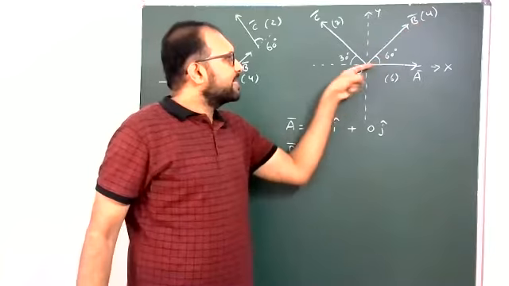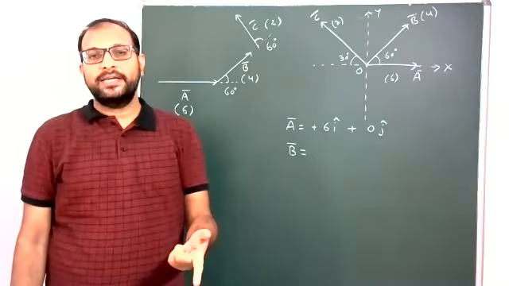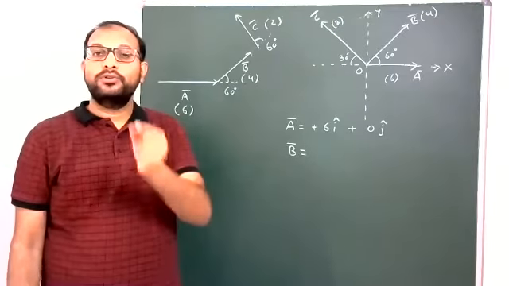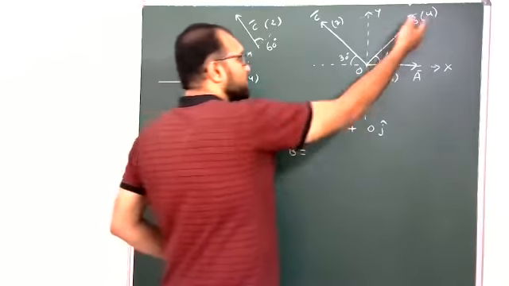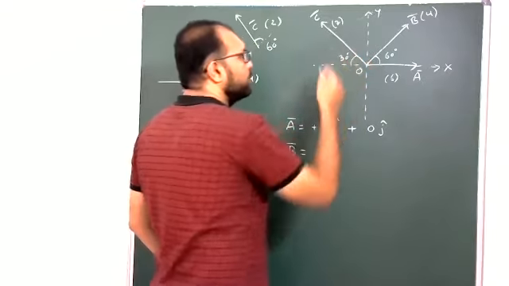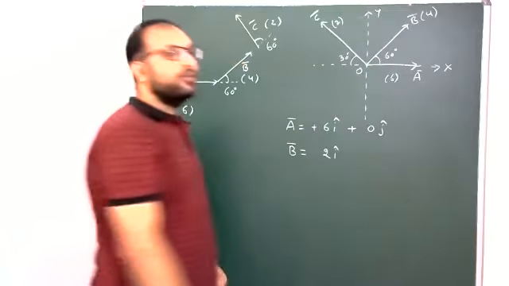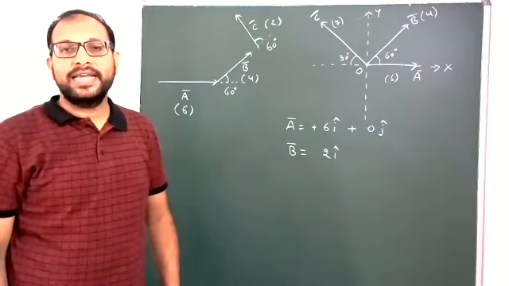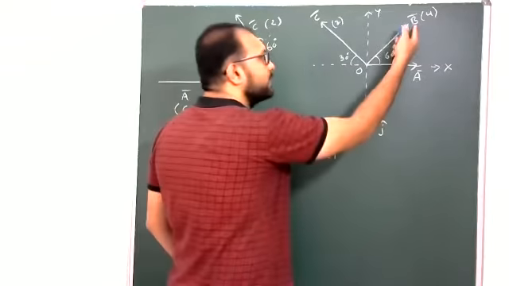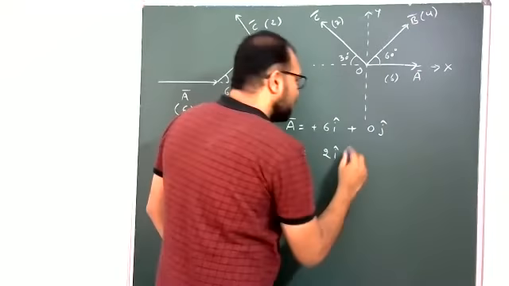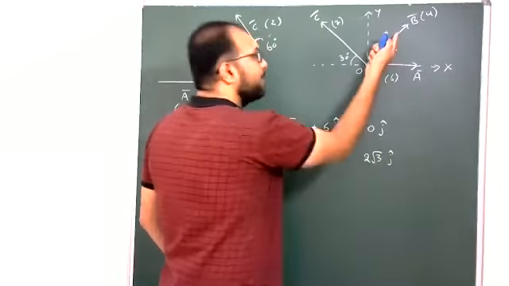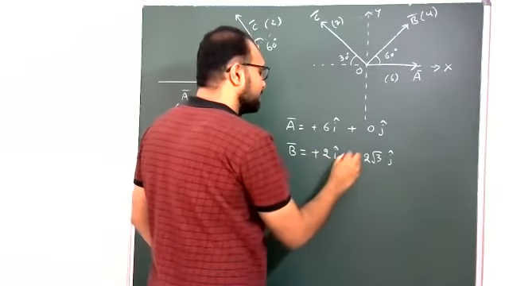4 cos 60. What is cos 60? 1 by 2. 1 by 2 into 4, that is now 2. So here 2 i cap. Next along y direction, sine 60, root 3 by 2, root 3 by 2 into 4, 2 root 3. 2 root 3 j cap. But it is the first quadrant, means plus and plus.